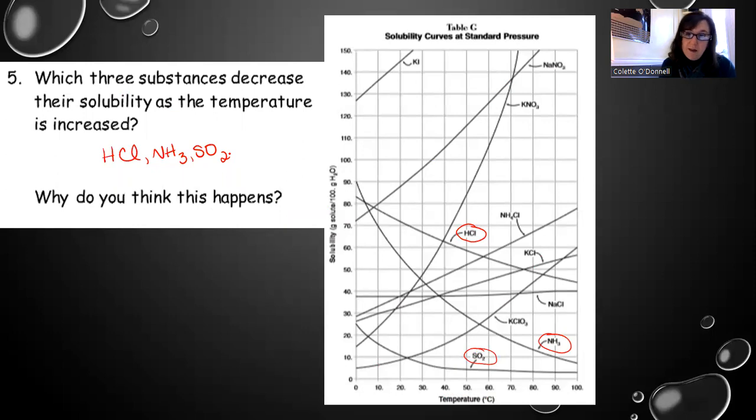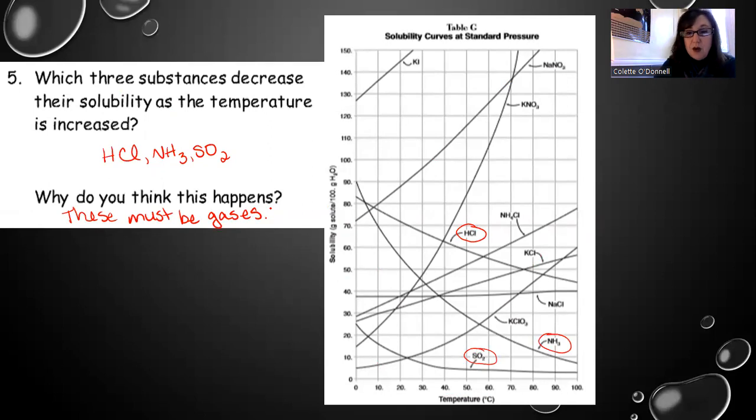Why do you think this happens? Well, if you're paying attention in the prior slides, remember what types of substances actually become less soluble when we increase the temperature. These must be gases. And they are. These must be gases that will dissolve in water and show us this trend.